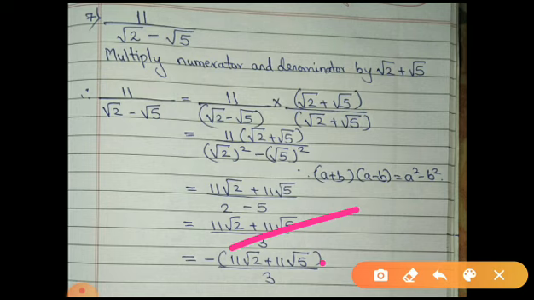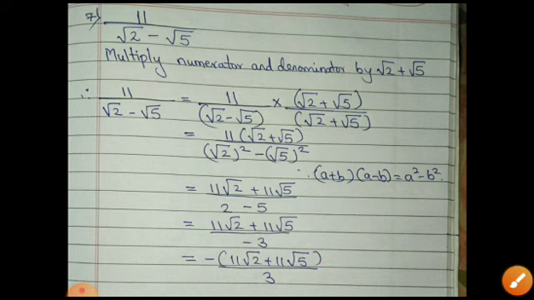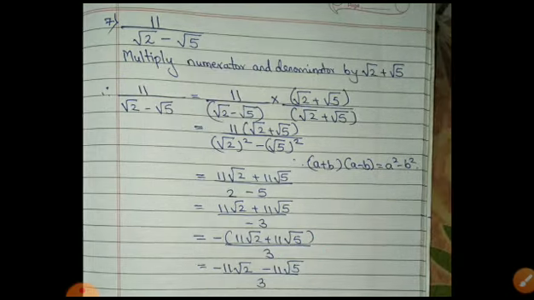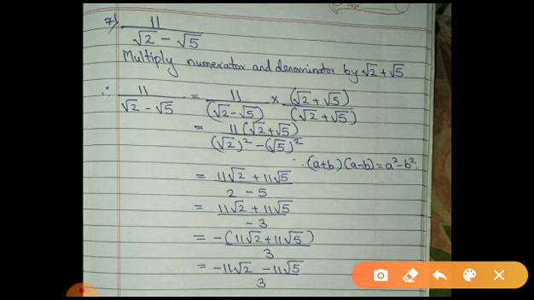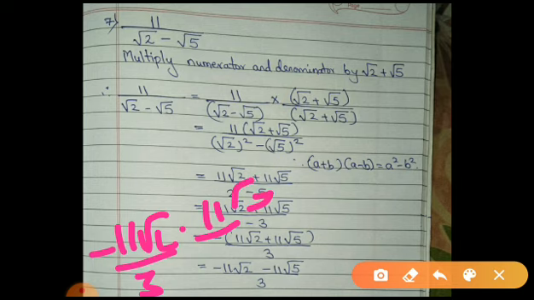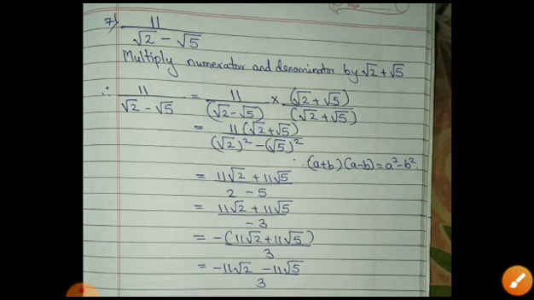Next, what should I have? Give that minus sign inside the bracket. So minus 11 root 2 minus 11 root 5 divided by 3. Okay, that will be my last answer. Or you can write it as minus 11 root 2 by 3 minus 11 root 5 by 3. So that will be the last answer, or you can stop it here itself.